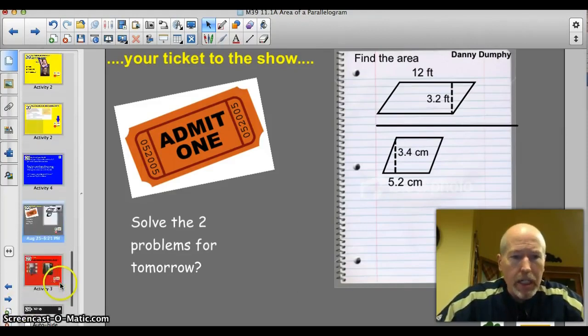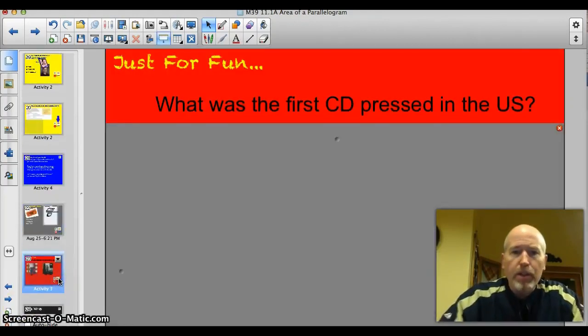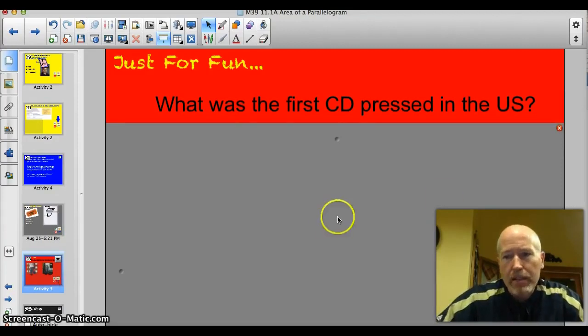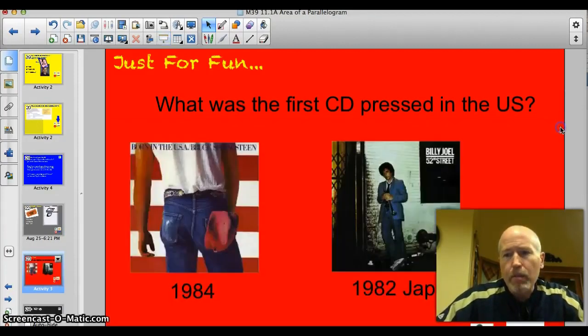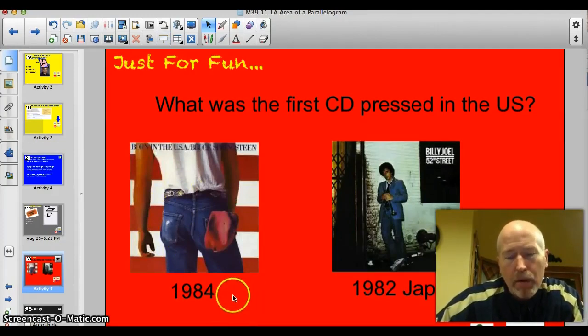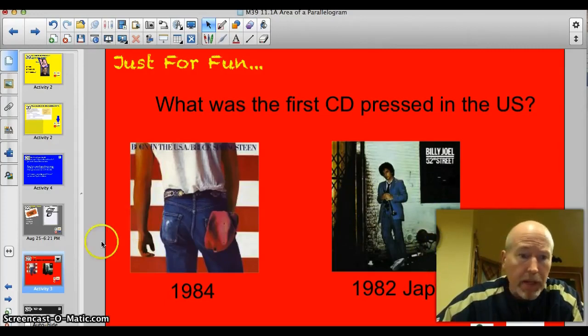All right. Back to the question. What was the first CD pressed in the United States? Survey says, well, it was Born in the USA by Bruce Springsteen. It was in 1984. It was a monster CD or monster album, I still want to call it. The actual first CD ever produced or pressed internationally was Billy Joel's 52nd Street in 1982. So we were a couple years behind that.